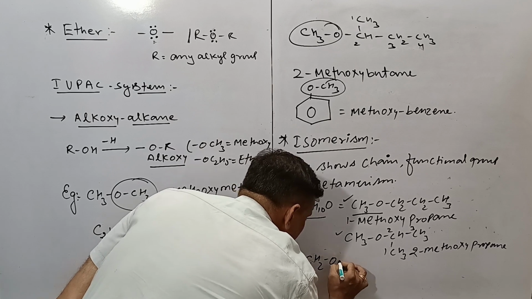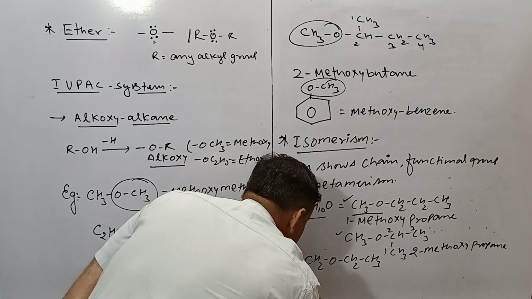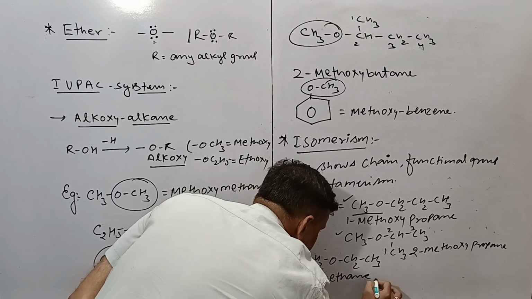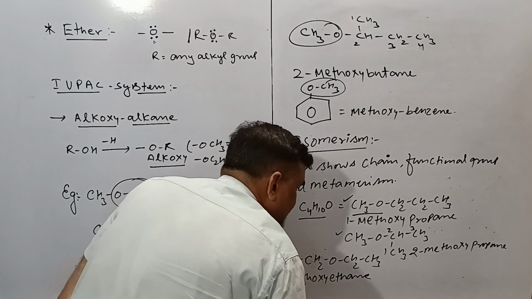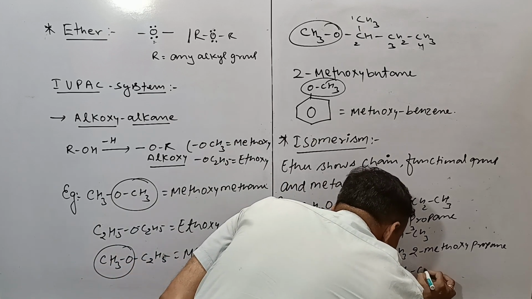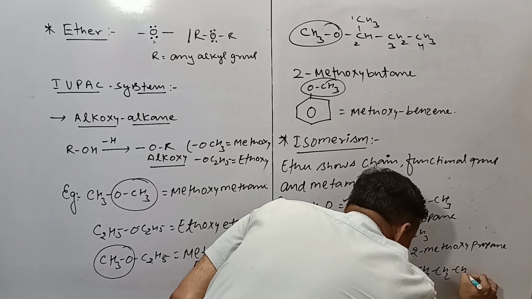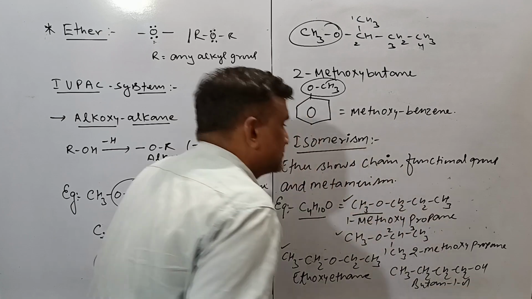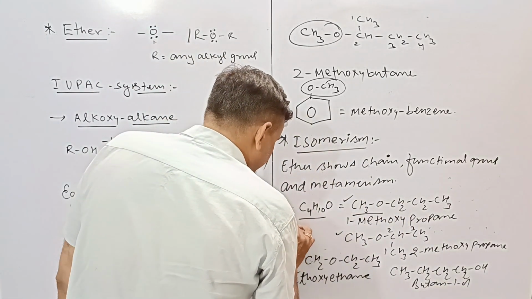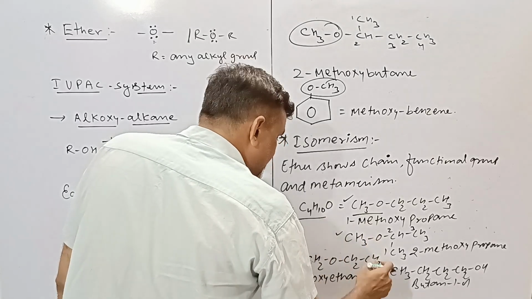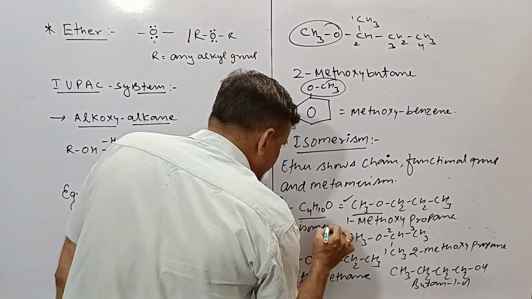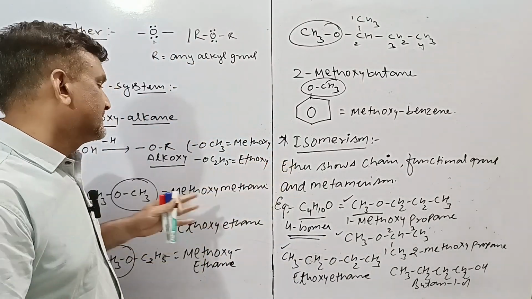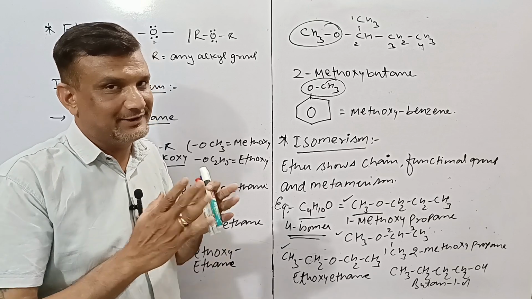If we go further, this is the first isomer, second isomer. Then CH3 CH2 O CH2 CH3. This is the ethoxyethane as the third isomer, and as the fourth isomer, as a functional group, we can take butan-1-ol. So this was about the formula. Here there are 3 ether isomers and one alcohol isomer. The total will be 4 isomers. So this was about the isomerism and IUPAC nomenclature system of ether.